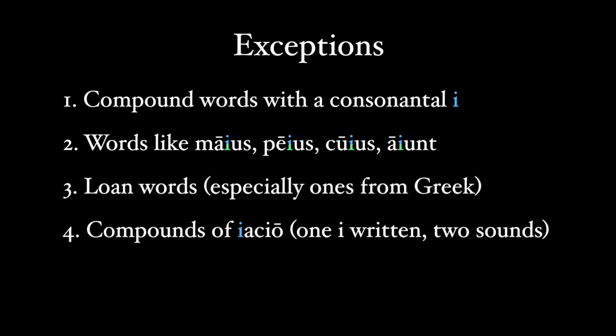Finally, compounds of iacio have just one I written, but the standard pronunciation involves two I's. One's a consonant followed by a vowel. So this is pronounced coniicio, just like in peius, the syllable before this double I sound is long.